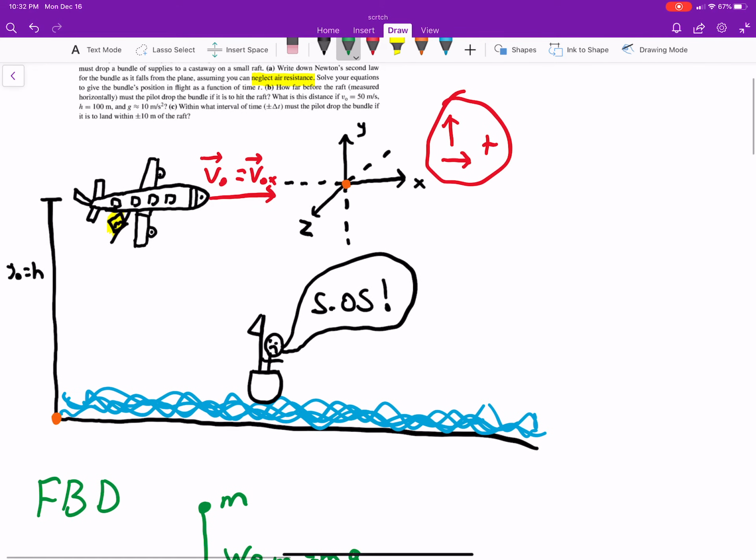For part B, it says, how far before the raft, measured horizontally, must the pilot drop the bundle if it's not to hit the raft? What is the distance if v naught is 50 meters per second, h is 100, and g is 10 meters per second squared?